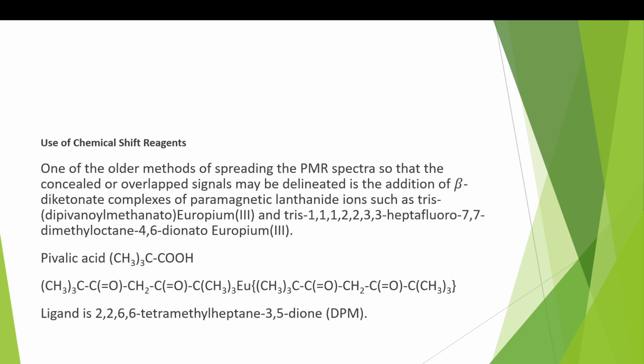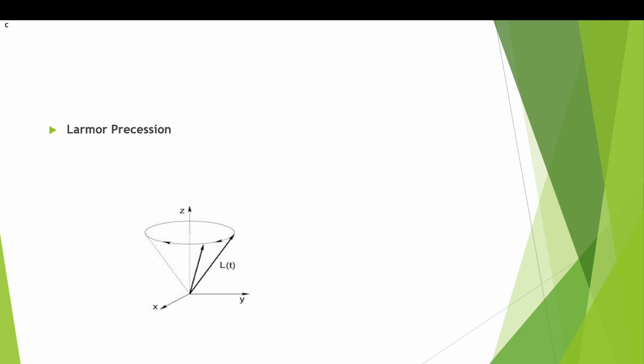Use of chemical shift reagents. In the olden times, these reagents were used. They used to spread the NMR spectra so that concealed peaks could be delineated. Nowadays, their use has been discarded. Again, Larmor precession has been shown diagrammatically.